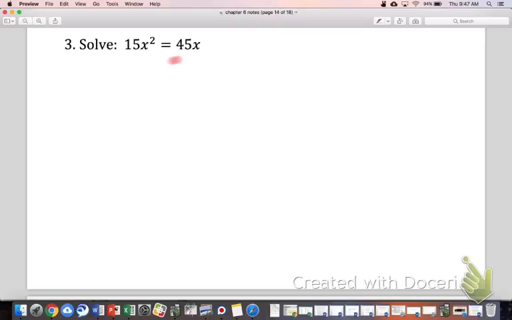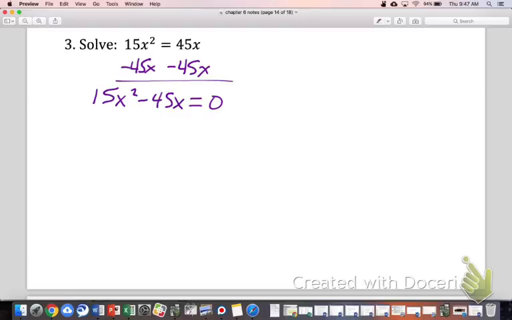So I'm going to start off with what you guys said. So minus 45x, minus 45x. So I'd end up with 15x squared minus 45x is equal to 0. Now, I'm going to leave the rest up to you. Step number 1 is to factor completely. Step number 2 is to set each factor equal to 0. Step number 3 is to solve the resulting equation.